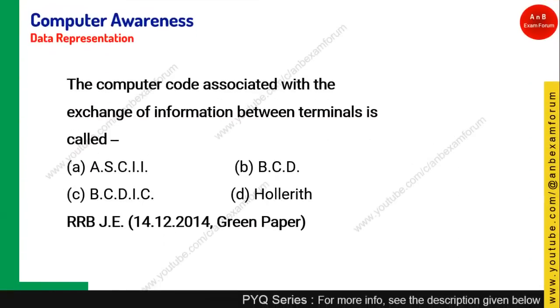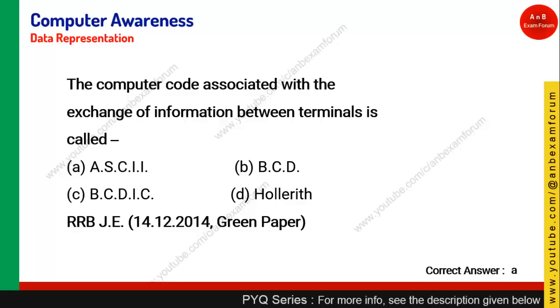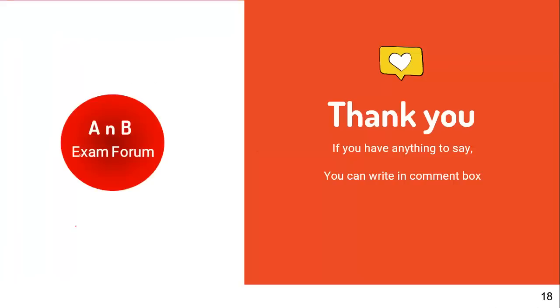The computer code associated with the exchange of information between terminals is what? You have two terminals. So how is information exchanged? It is with the help of ASCII. Those who have given ASCII, well and good.